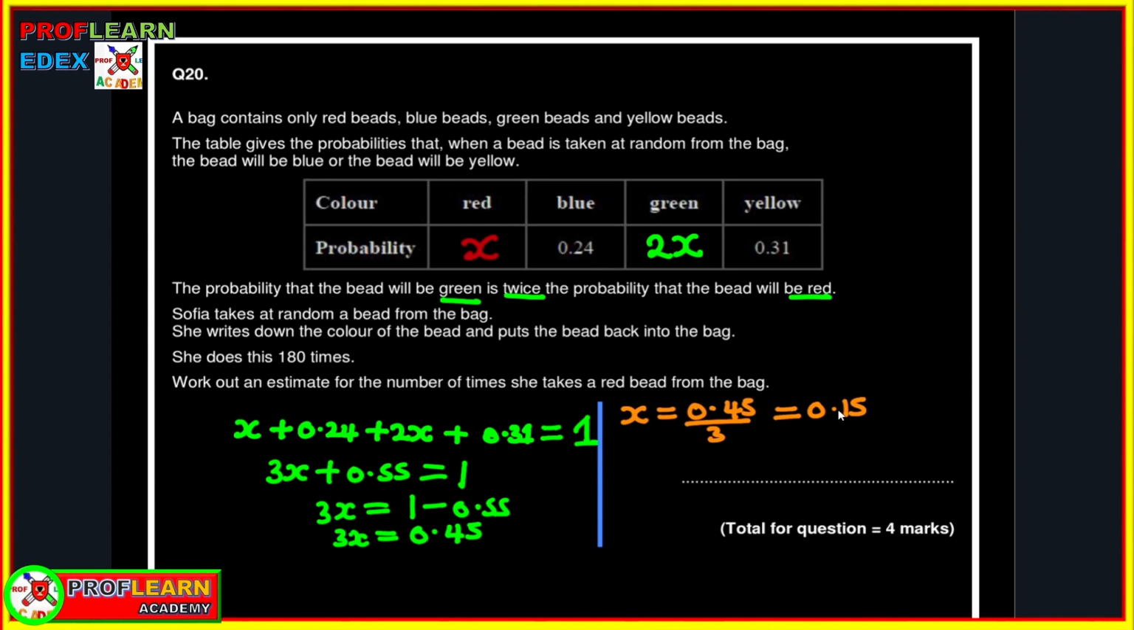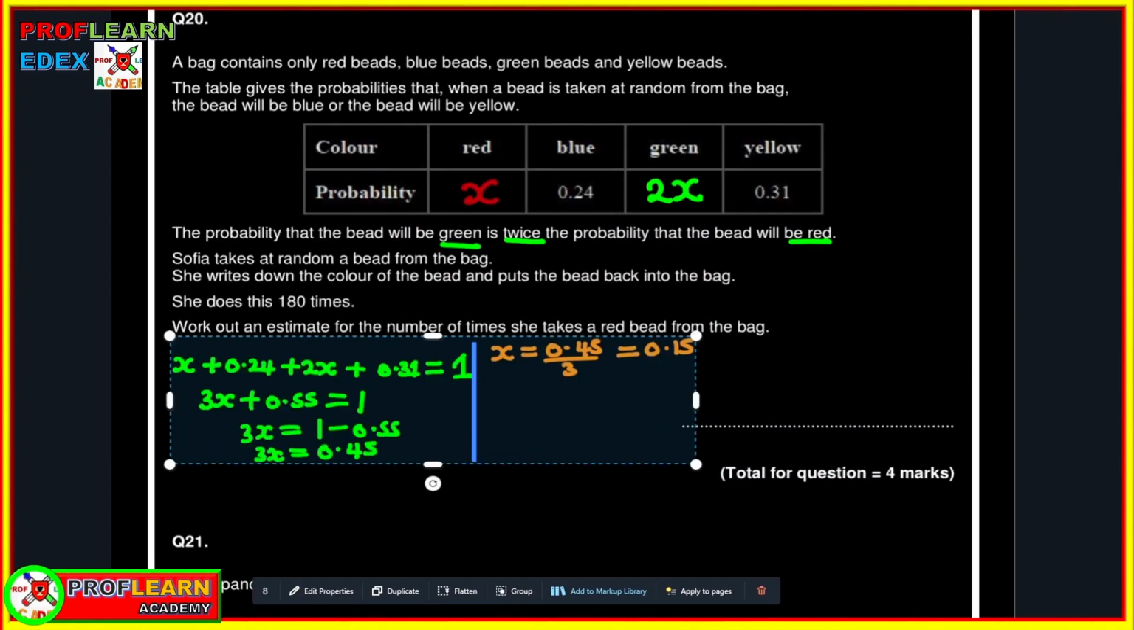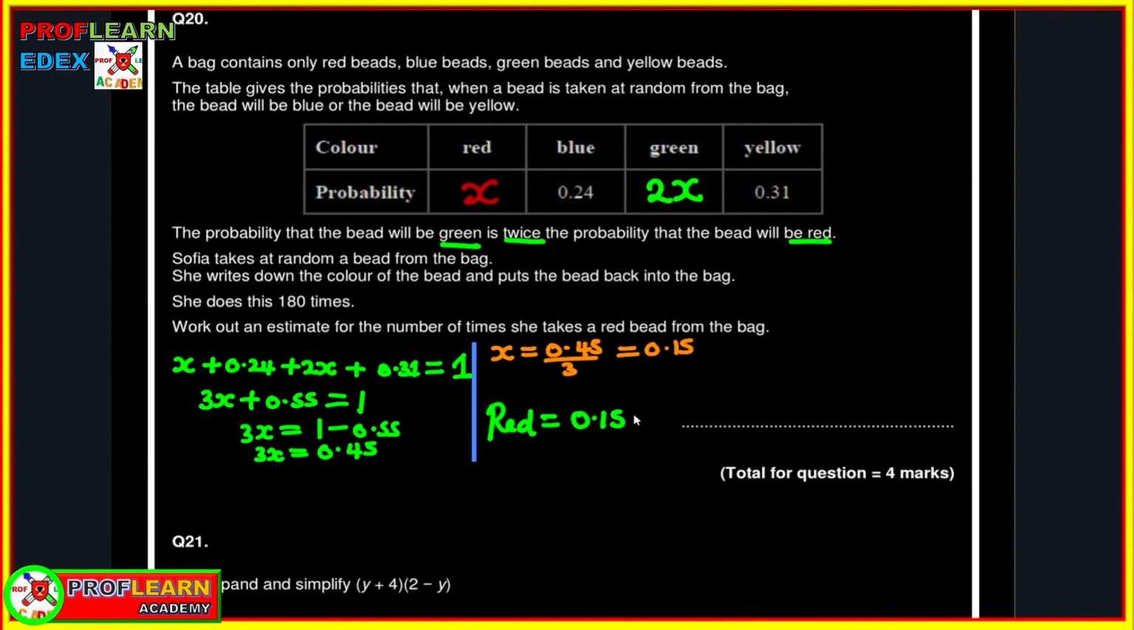Now, we are told she writes down the color of the bead and puts the bead back into the bag. She does this 180 times. So work out an estimate for the number of times she takes a red bead from the bag. Which means that here we are going to multiply the probability of red times the number of times it was done. So it should be 0.15 times 180, which becomes a total of 27.